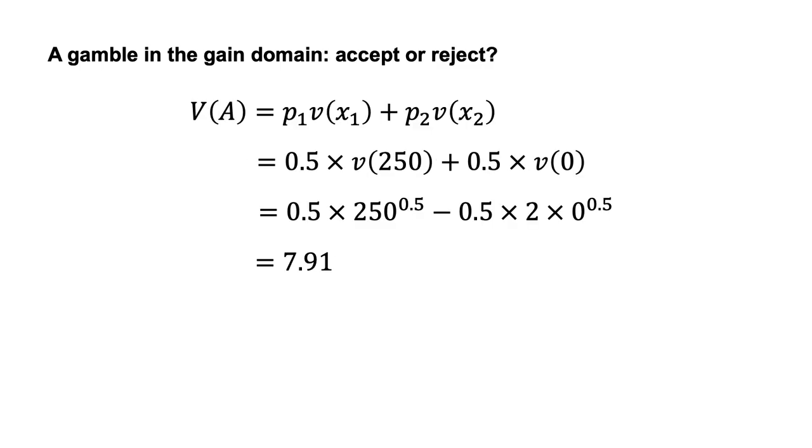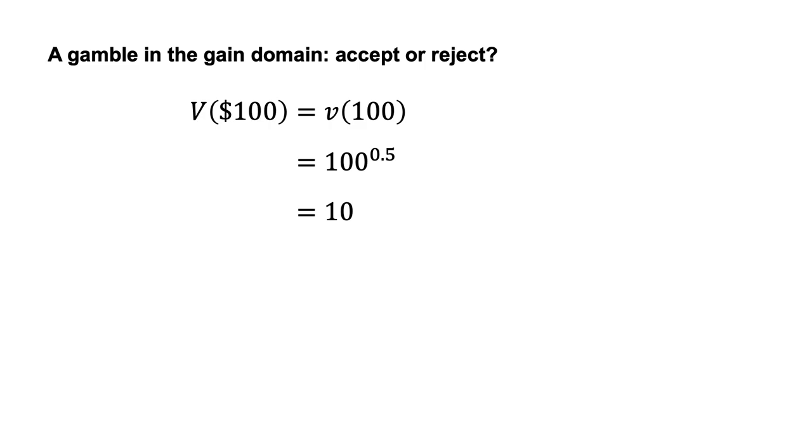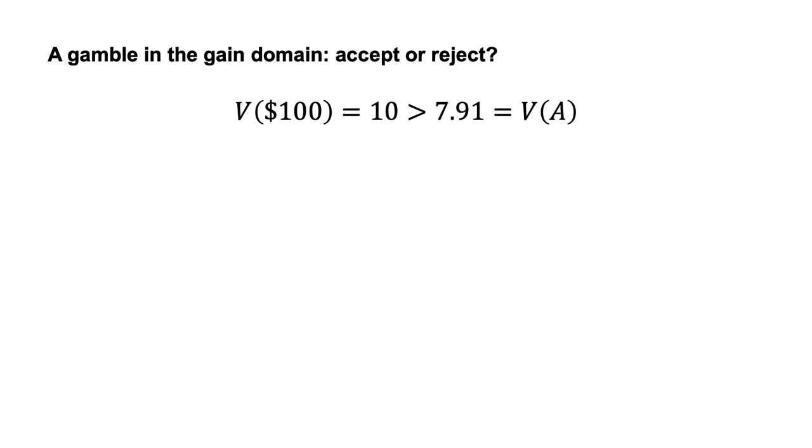The weighted value of gamble A is V of A equals P1 times V of X1 plus P2 times V of X2, which equals 0.5 times V of 250 plus 0.5 times V of 0, which equals 0.5 times 250 to the power of 1/2 plus 0.5 times 0 to the power of 1/2, which equals 7.91. The value of the $100 for certain is V of $100 equals V of 100, which equals 100 to the power of 1/2, which equals 10. As V of $100 is greater than V of A, Bill will prefer the $100 for certain to the gamble.